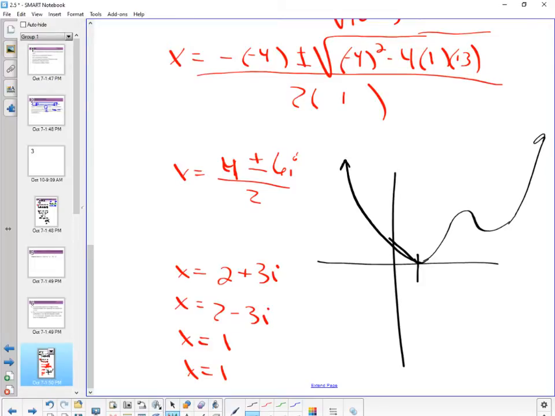Now, why do I know it does something like this? Because it's quartic. It has 4 slope changes. 1, 2, 3, 4. I have some imaginary values, which tells me there's a parabola that doesn't cross the x-axis, and that little loop is because of my imaginary values. This is my educated guess here. Does that mean that that's true? Not necessarily.